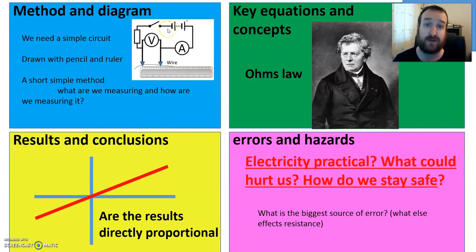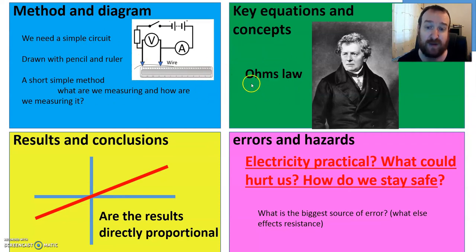Now, because it's an electricity practical, you're going to have to draw the circuit diagram. It's going to look something like this. You want a simple method. Think about what's a really good start for methods. In nearly every science practical that I can think of, a really good opening line is "set up as shown in the diagram." In this case, it would be "set up as shown in the circuit diagram." It's a really good place to start your method.